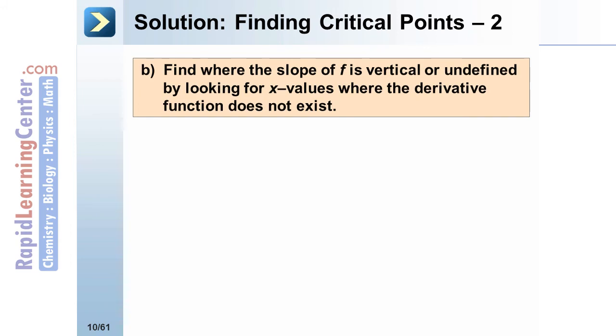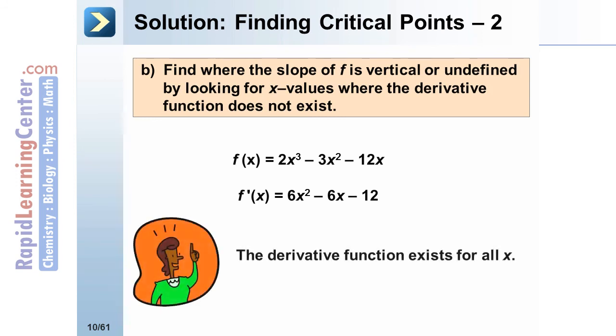Now the second part of the definition means we have to check the derivative to find out any places where it does not exist. Well, back to our derivative, f prime of x equals 6x squared minus 6x minus 12, there isn't any place on the domain of this function where the derivative does not exist, so the derivative exists anywhere, so the only critical points would be the first two that we found.